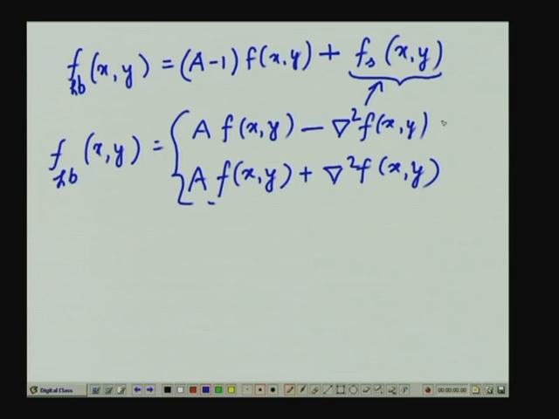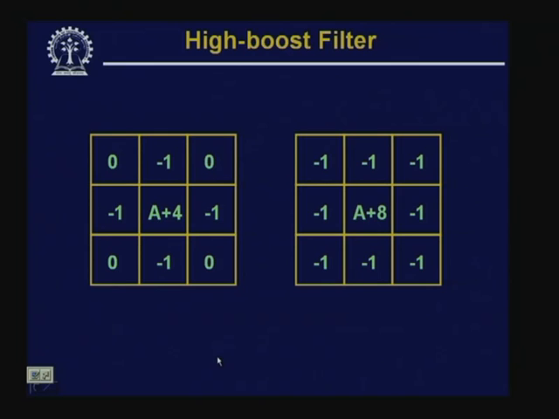So, as we have seen earlier that this first expression will be used if the center coefficient in the Laplacian mask is negative, and this second expression will be used if the center coefficient in the Laplacian mask is positive. So, using this we can get a similar type of mask where the mask is given by this particular expression. So, using these masks we can go for high boost filtering operation, and if I use this high boost filtering, I get the high boost output as we have already seen earlier.